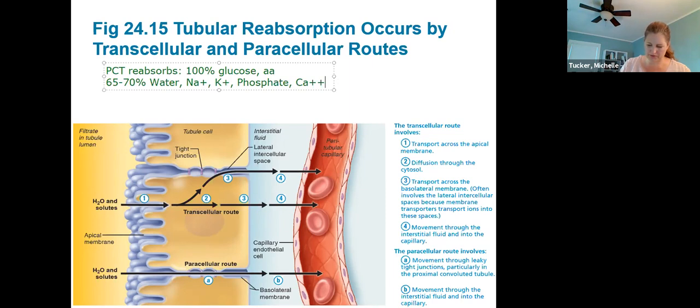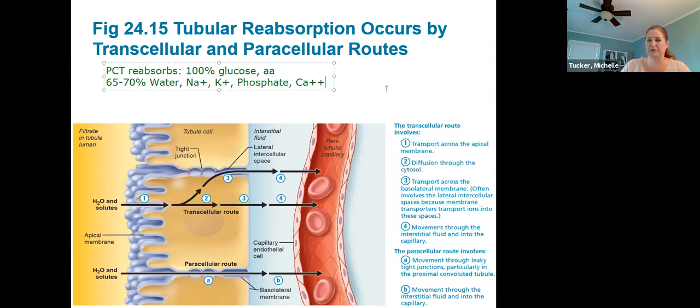We're not going to talk about urea. We'll talk about that next time. Okay. So the proximal convoluted tubule is going to reabsorb 100% of glucose and amino acids, 65 to 70% of the water, salt, potassium, phosphate, and calcium.